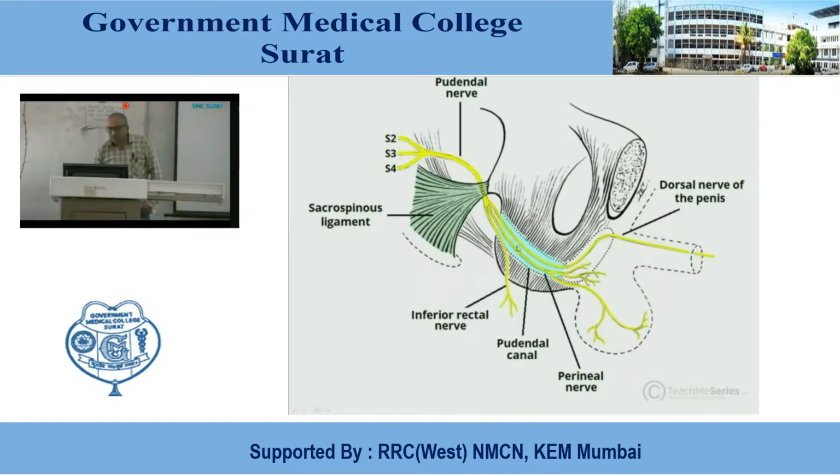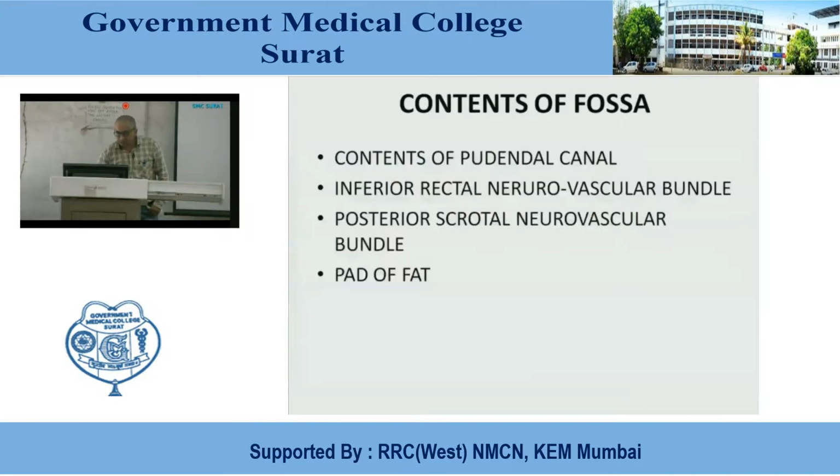So here, this one is the perineal nerve, which is the branch of the pudendal nerve, and this one is the posterior scrotal nerve. So this posterior scrotal neurovascular bundle also is a content. And last but not least, there is a pad of fat. Actually, in the introduction also I told that the fossa is largely filled up by this fat, and all this content is located within the fat, embedded within the fat. So these are the contents of the fossa.